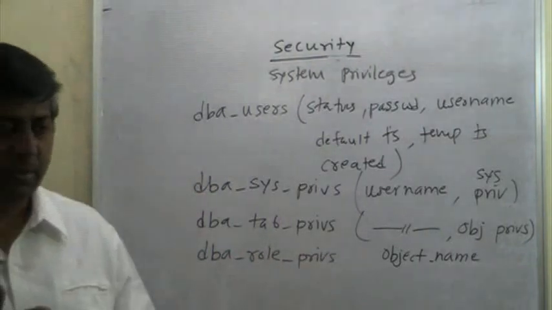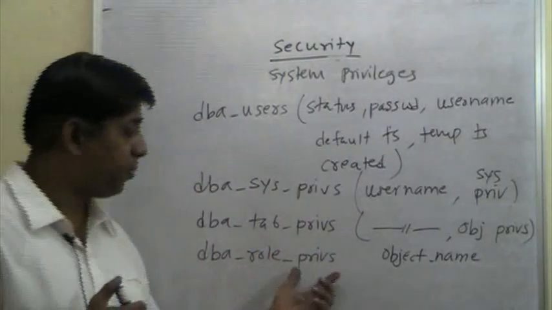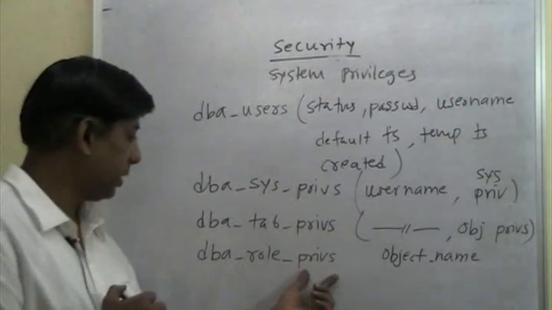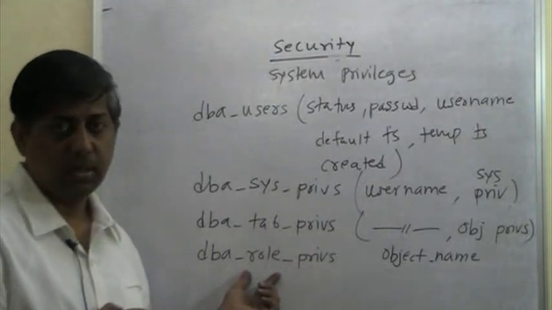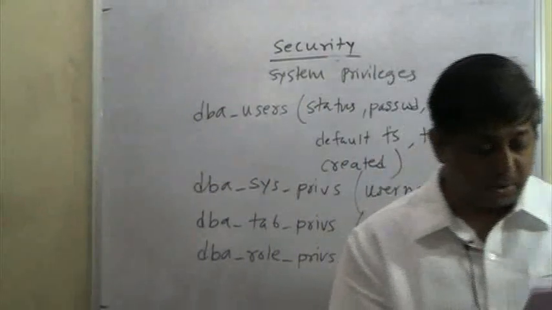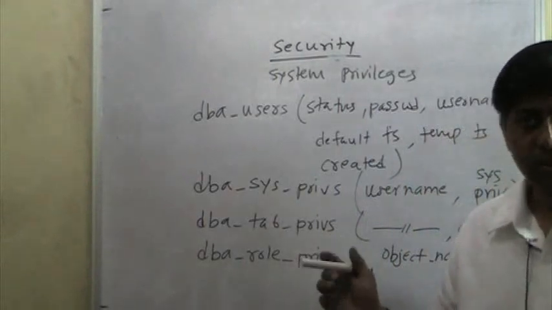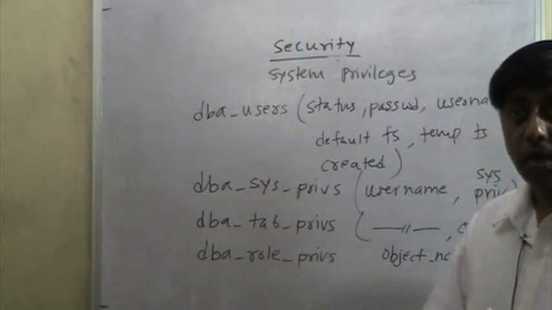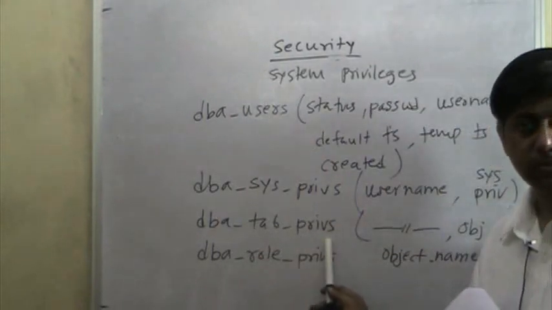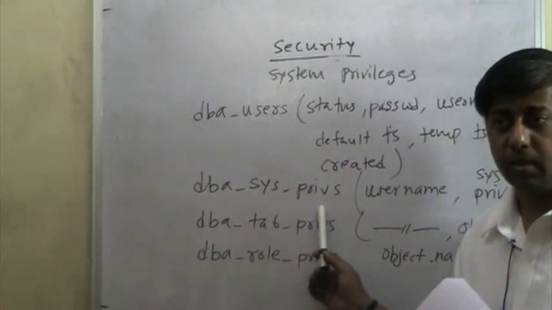And the third thing is DBA_ROLE_PRIVS. The name is very self-explanatory. This view will tell you what privileges have been granted to which roles. One of the questions that we have here is to tell what kind of privileges have been granted to a role called resource. You can find it from here. What object level privileges have been granted to user Shekhar? You can find out from here. What system level privileges have been granted to user Shekhar? You can find it out from here.